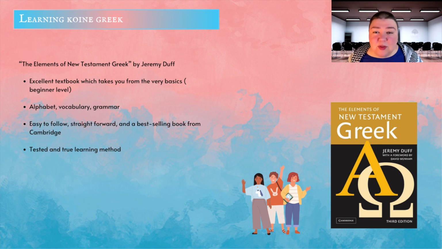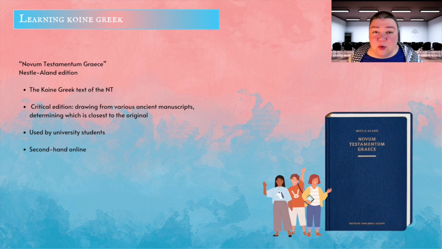The second book you'll need is called Novum Testamentum Graece, which looks like this, otherwise known as the Nestle-Aland edition. This book is the Koine Greek text of the New Testament. It's like your Greek New Testament Bible. It is an edition called the Critical Edition, which has to do with how it's drawing from various ancient manuscripts out there and determining which is closest to the original.